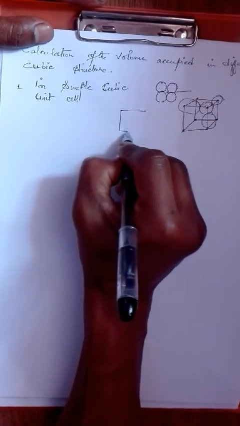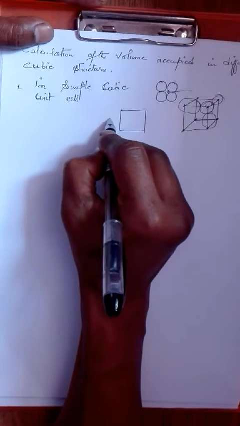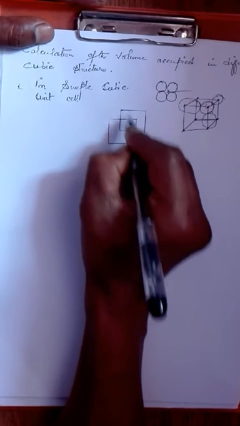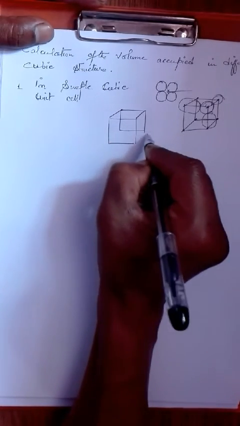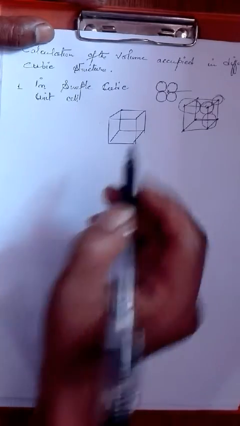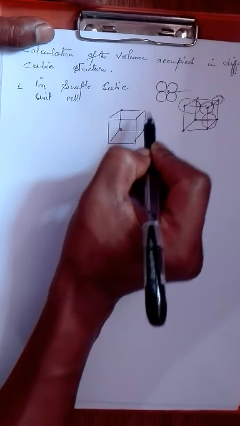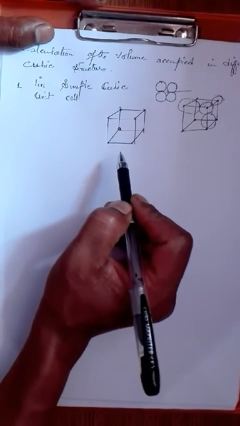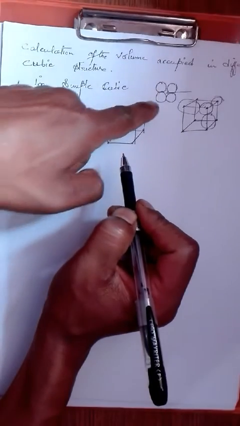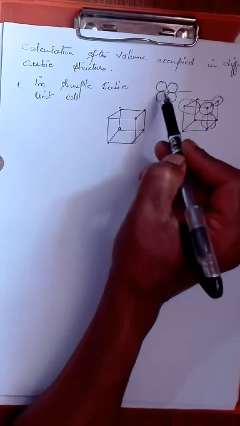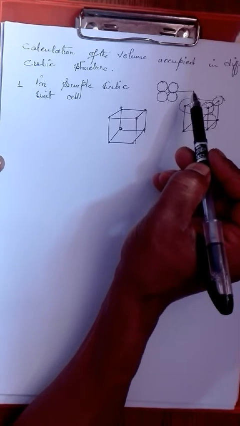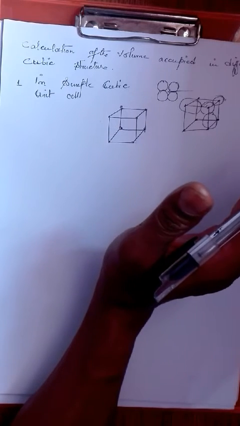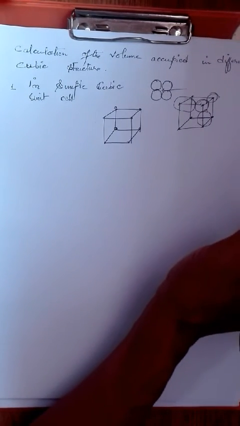Here, 1, 2, 3, 4, 5, 6, 7, 8, there are 8 constituent particles. Please keep that in mind. Here I am taking only the center of the constituent particle. You have to keep in mind that they are actually in touch with one another, but even though they are in touch, there is a space left between them. So here we are going to find out the total space occupied by the constituent particles. Are we clear? Okay, we are good to go.